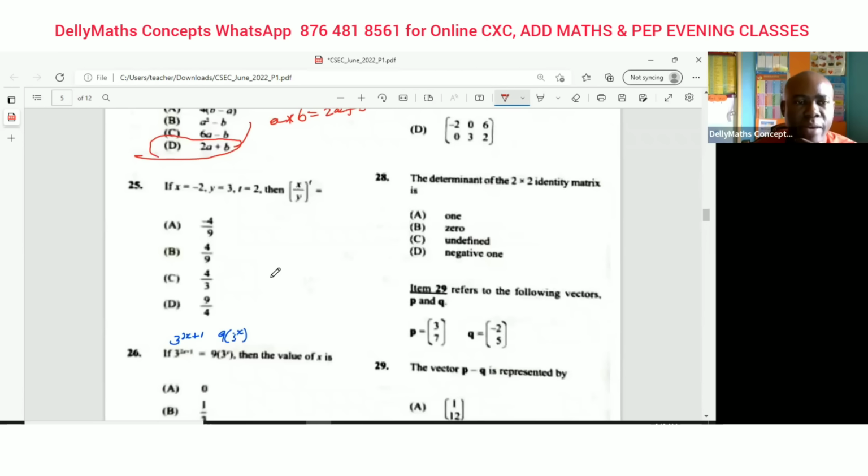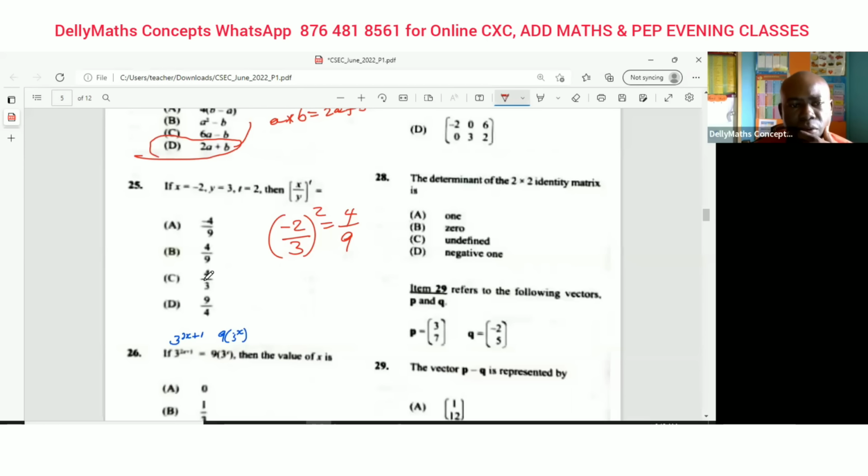All right, if x is equal to minus 2, so we're going to set up this. We're saying that x, which is negative 2 over 3, raised to 2, is going to give me 4 over 9. All right, so the 2 is at the top.